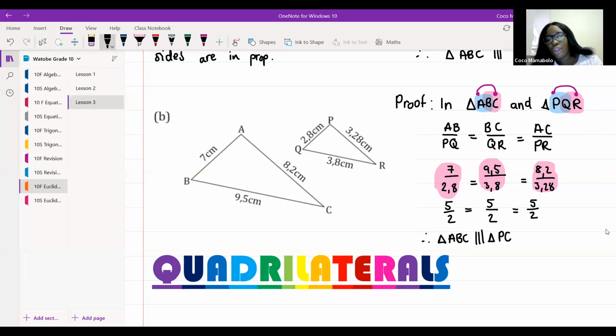And Mawande, it will not be side, side, side, because when you say side, side, side, what you're telling me is that my sides are equal. No, no, no, no. You have to write sides in proportion. You have to write sides or corresponding sides in proportion.